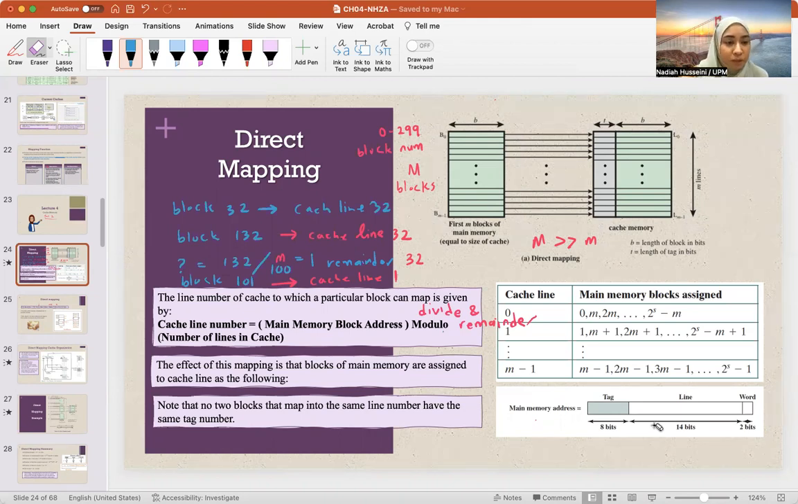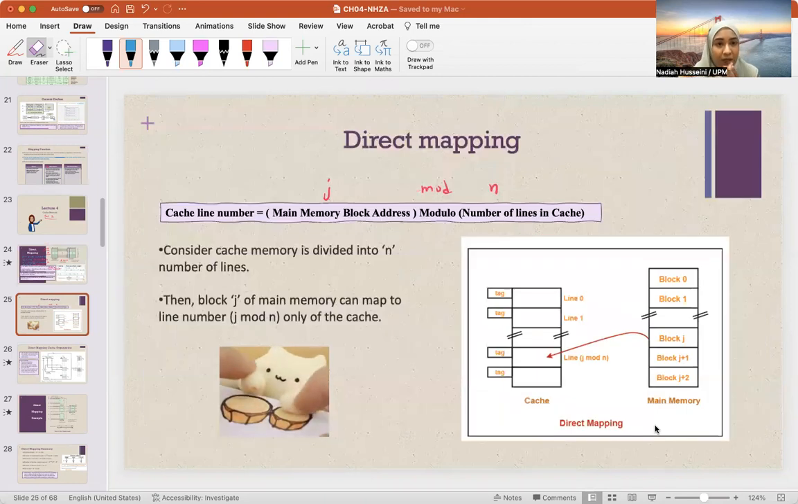Okay, so please watch my video if you haven't on this one. And then we have an equation for direct mapping, whereby we can know which cache line number a block is mapped onto: cache line number equals main memory block address modulo the number of lines in the cache. Modulo means that you divide, and whatever the remainder is will be the cache line number.